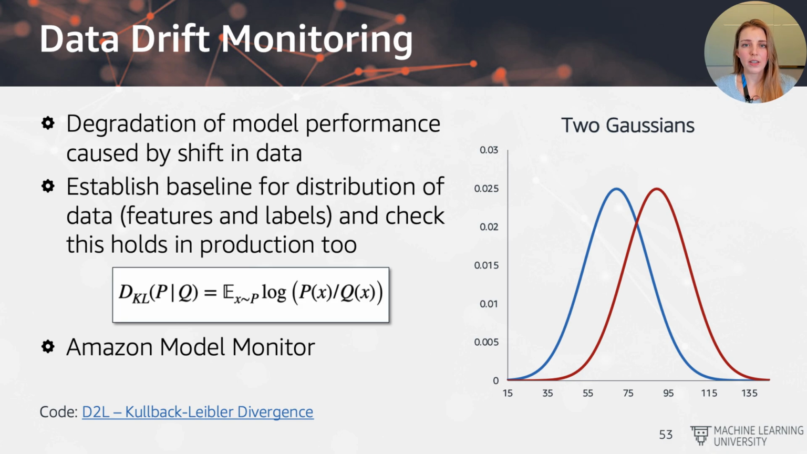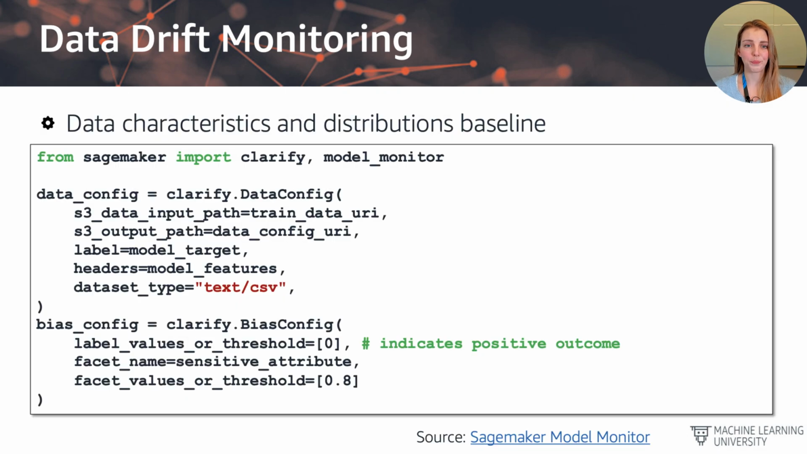More interestingly, we actually have Amazon Model Monitor as well. So this is a service, an API that can actually be used to monitor these different aspects. So as long as we set up a baseline, we can then compare the different distributions to that baseline. How would we do that in practice? So first of all, we need to record what are the characteristics and distribution in the baseline. And then we can set up certain configurations.